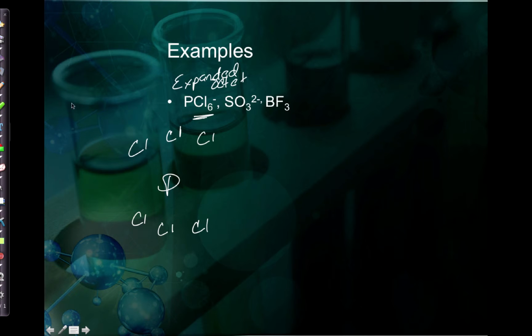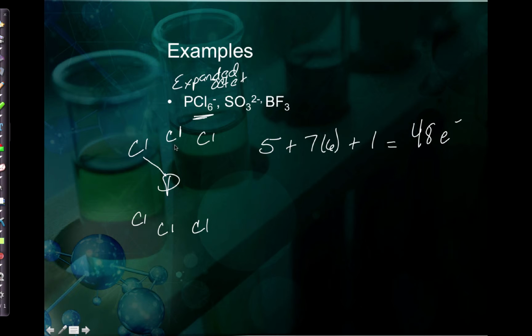All right, so let's determine how many electrons we have for this. Phosphorus has 5 electrons available, plus the 7 on each chlorine, and there are 6 of those, plus the 1 extra electron right there. So we have 48 electrons here. Remember, this 1 extra electron came from the -1 charge. So I have 48 electrons.